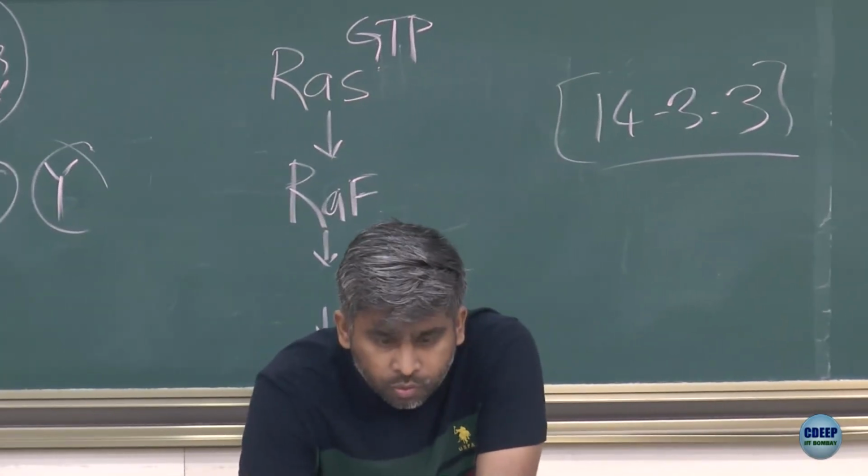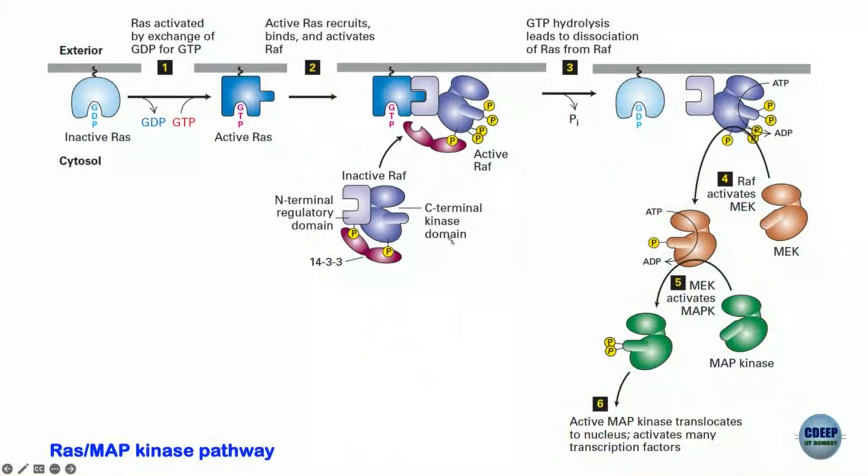Now what is happening? That is the first job of your RAS: RAS gets activated and recruits your RAF kinase there. The moment RAF goes and associates with RAS, RAS's work is done. It need not do any further job. What RAS is going to do is, GTP hydrolysis will happen. Whenever the GTP hydrolysis happens, the RAF will dissociate from RAS. Is it so?